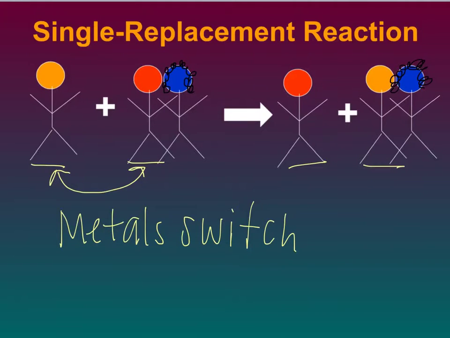So think about this in terms of relationships. Our metals, or our boys, simply switch places. Notice that our metals, our boys, do not join together. The metals simply switch places.